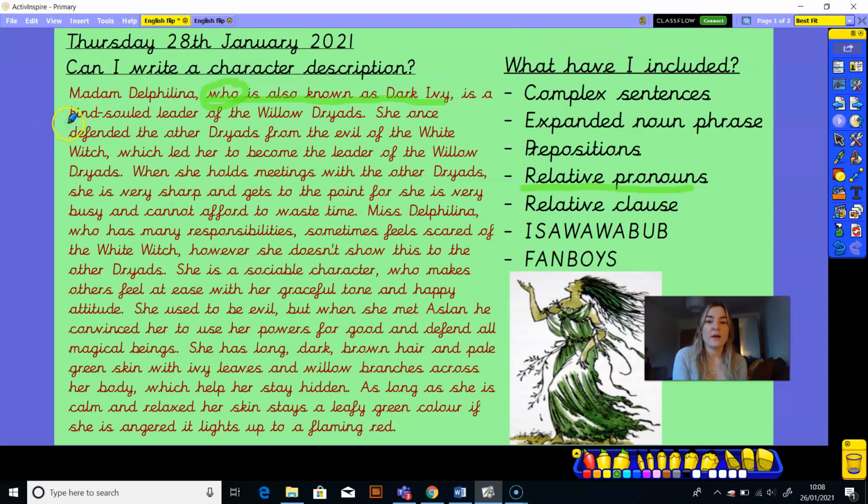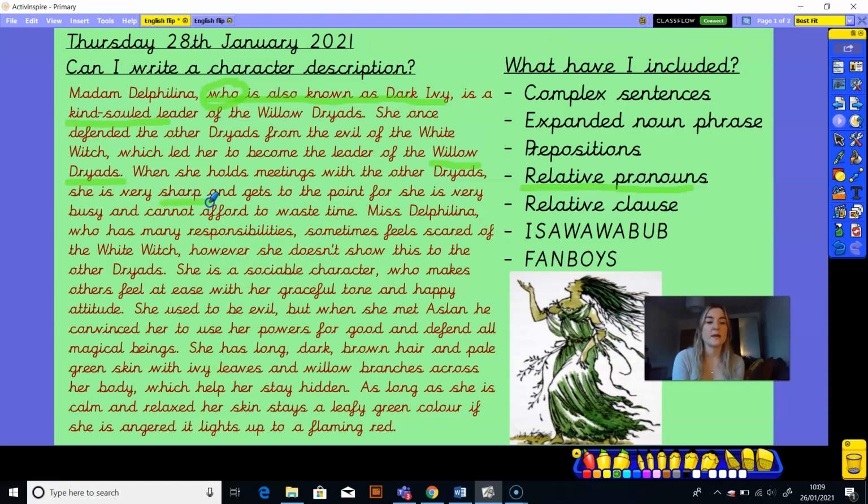And I've also described her as kind-souled. So not only is she the leader, but she is kind-souled. She once defended the other dryads from the evil of the White Witch, which led her to becoming the leader of the Willow Dryads. So again, I'm giving a bit of background information here, saying she once defended the other dryads. So I'm saying why she is the leader of the Willow Dryads. I'm also going to underline the Willow Dryads because that is being specific as well. When she holds meetings with the other dryads, she is very sharp and gets to the point, for she is very busy and cannot afford to waste time.